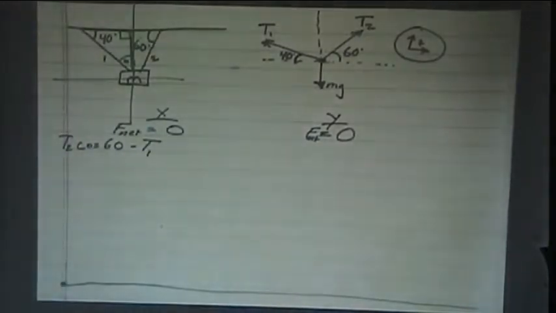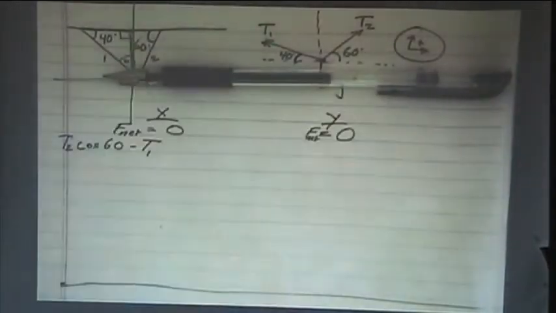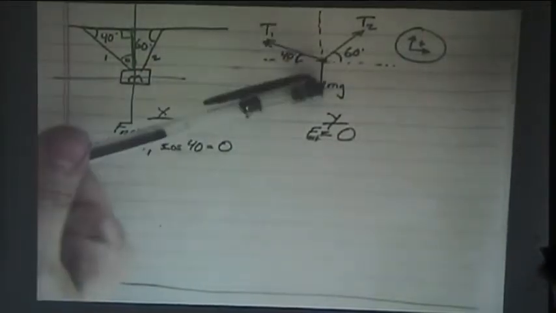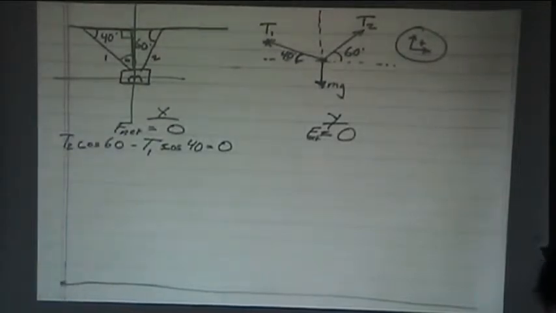Now since T1 points in the negative direction, it's going to be subtracted here. Now again, if I put my pencil down, horizontally speaking, we can see that that's adjacent to T1, or adjacent to 40 degrees. And so, once again, I'll choose cosine because of it being adjacent. mg doesn't appear in this equation because it's not a horizontal force. No portion of this vector points left or right.